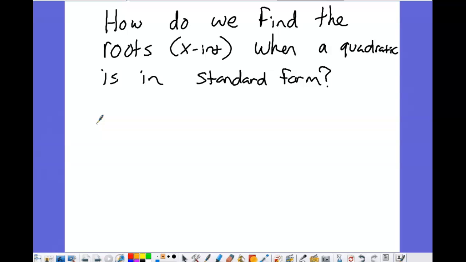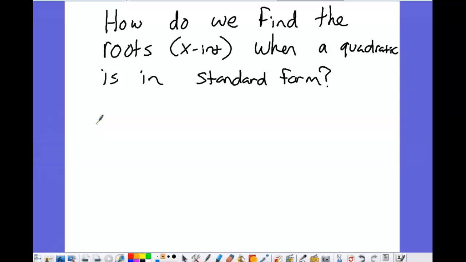That's the crowning question of the day. I want to make sure you know the answer to this. Now, when it was in vertex form, it was pretty simple. We just plugged in 0 for y and we solved for x, just doing some basic algebra. That won't work here. I'll show you why.